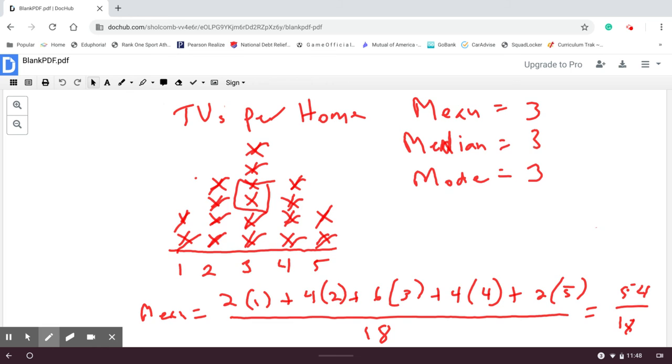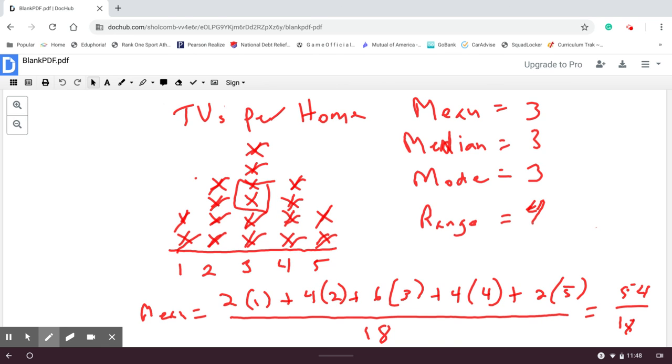Well, now let's look at the range as well. What's the highest value in the range? Well, 5. What's the lowest value in the range? 1. So what is the range? 4. But the range is not that important to me here.